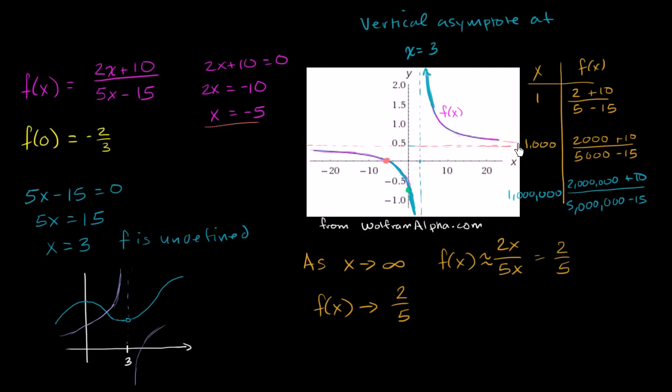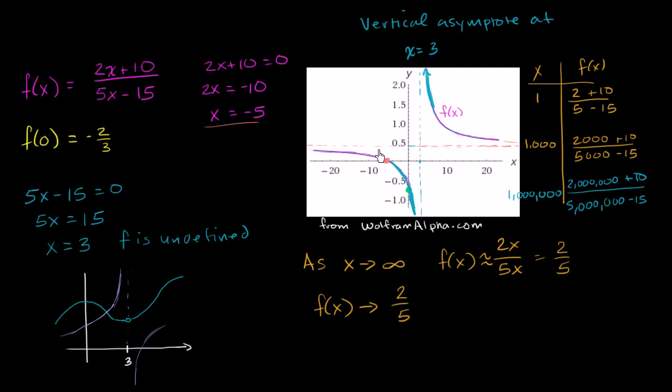f of x is approaching that, but it's not quite getting there. It's getting closer and closer to it as x goes to infinity, but it's not quite getting there because you're always going to have that plus 10 and that minus 15 there. So you're never going to be exactly at 2/5.